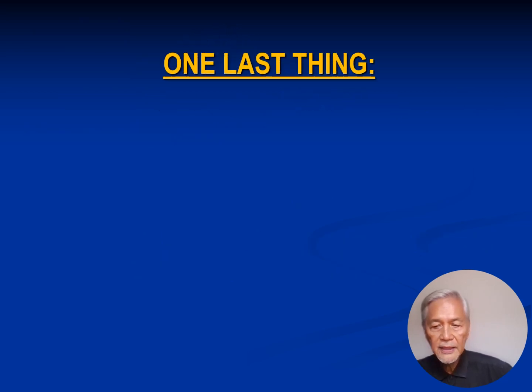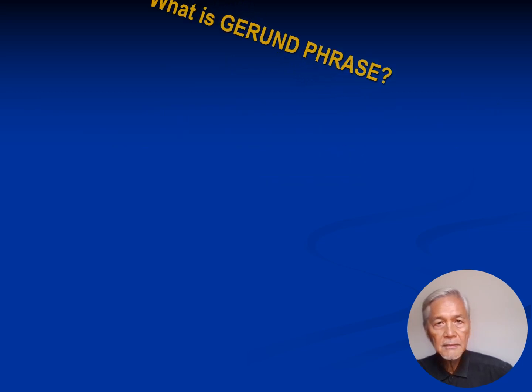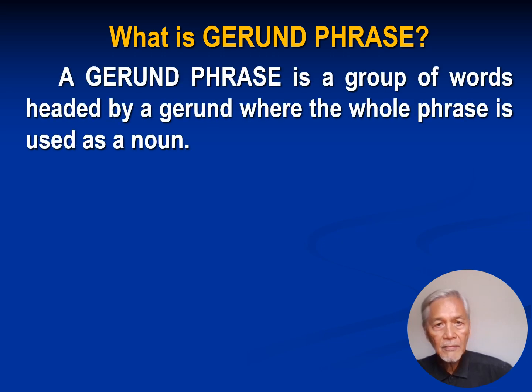One last thing. Sometimes a gerund does not only consist of one word, but a group of words called gerund phrase. What is gerund phrase? A gerund phrase is a group of words headed by a gerund where the whole phrase is used as a noun.